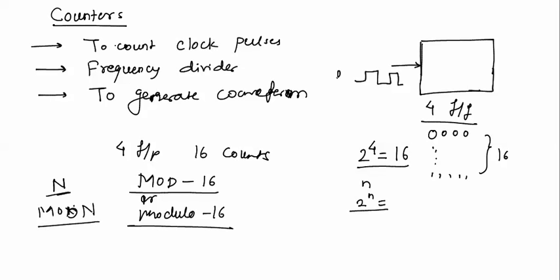And if the frequency of the clock pulse is f, the counter will generate a waveform at the output which has a frequency f by n, where this counter is a mod n counter. So a mod n counter will divide the frequency of the input clock pulse by its mod number. If it has mod number capital N, it will divide the frequency of the clock by capital N.